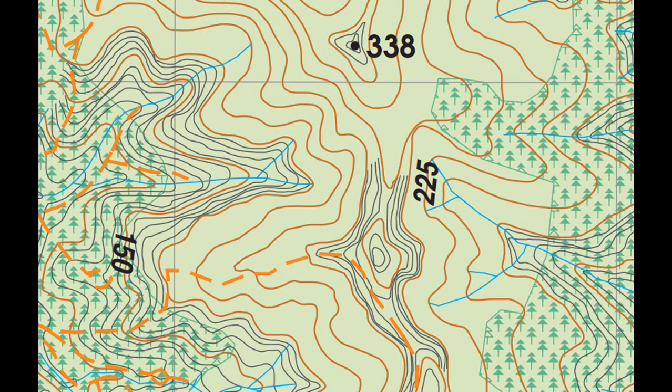That's for easy identification. Different maps have different contour intervals, so be sure to check the information on the outside of your map for contour intervals. You can tell the shape and slope of the land by viewing these contour lines.